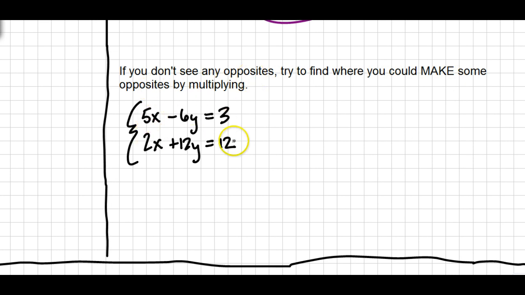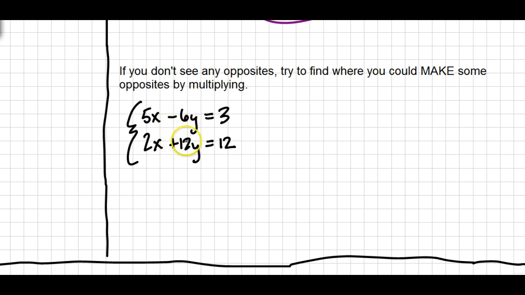So as you look at this system here, 5x minus 6y equals 3 and 2x plus 12y equals 12. 5x and 2x are not opposites, and negative 6y and 12y are also not opposites. But we do have a negative here, so we know that we've got the opposite signs going, even though they're not the opposite value.